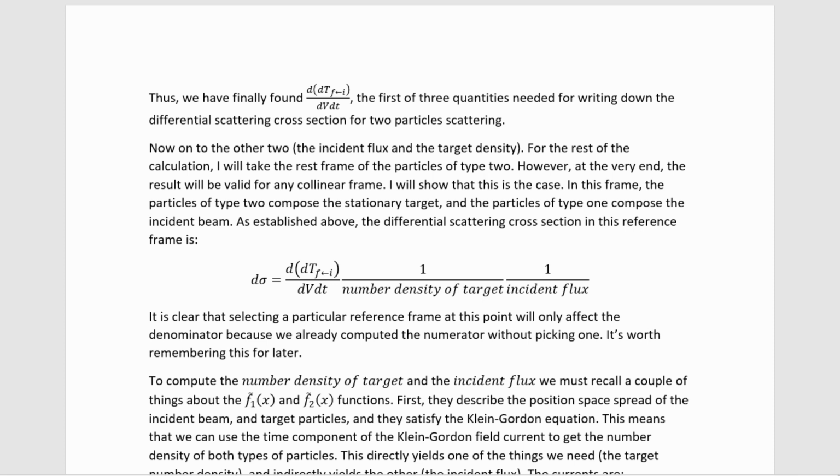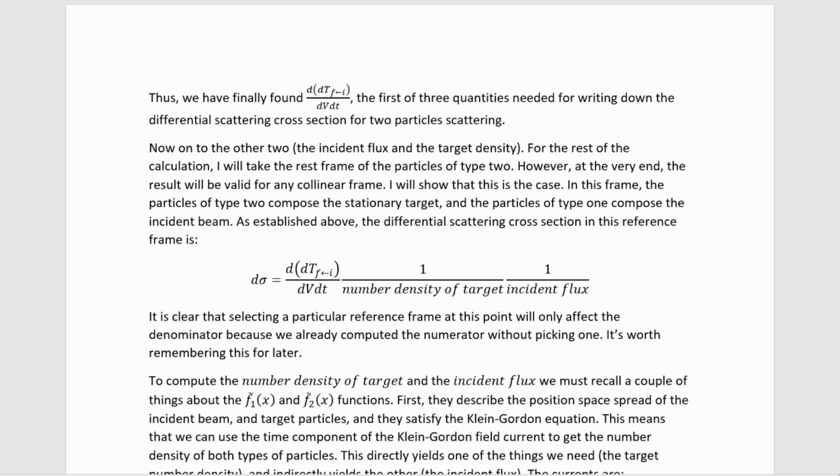Now on to the other two quantities we need, the incident flux and the target density. For the rest of the calculation, I will take the rest frame of the particles of type 2. However, at the very end, the result will be valid for any collinear frame. I will show that this is the case. In this frame, the particles of type 2 compose the stationary target, and the particles of type 1 compose the incident beam. That is the way I'm going to make the identification.